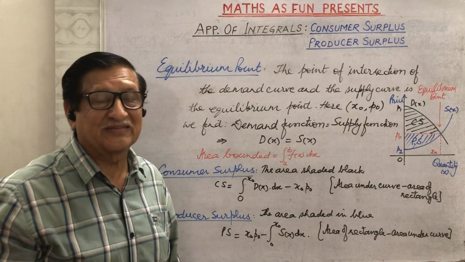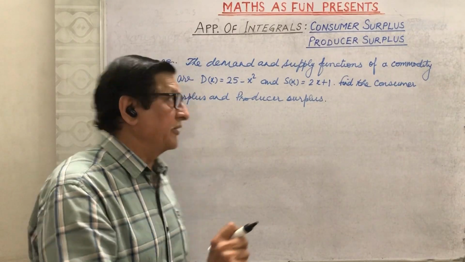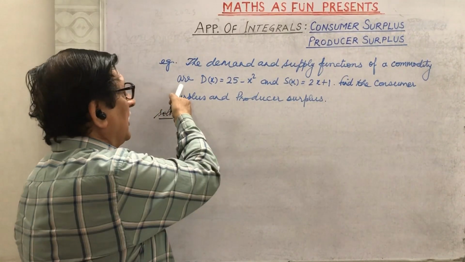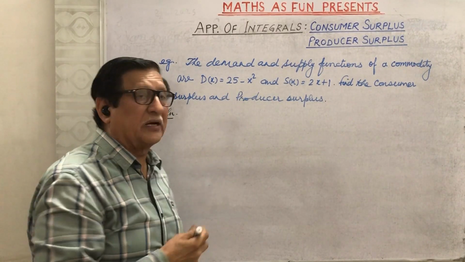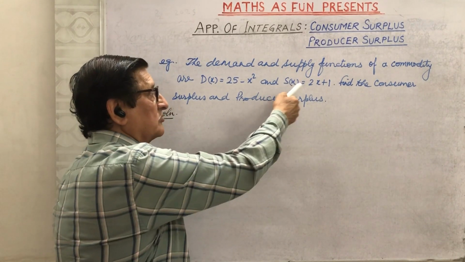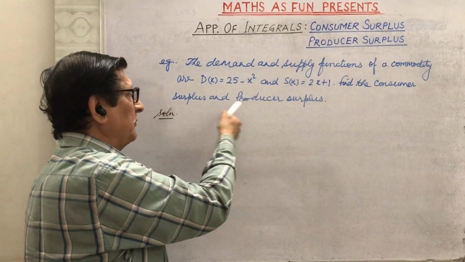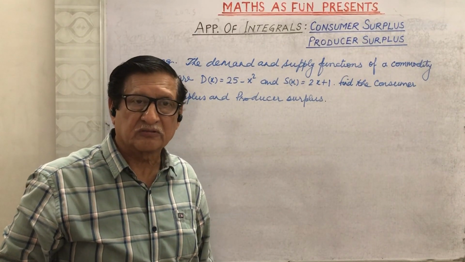Now we'll discuss some examples of the same. The example here is: the demand and supply functions of a commodity are d(x) equal to 25 minus x square and s(x) is equal to 2x plus 1. Find the consumer surplus and the producer surplus.